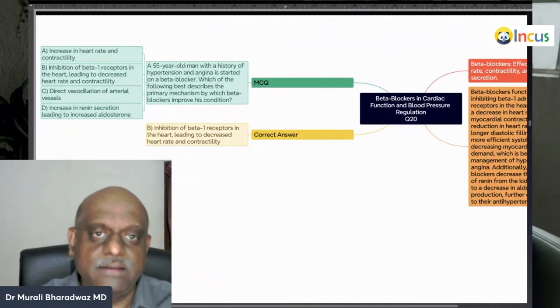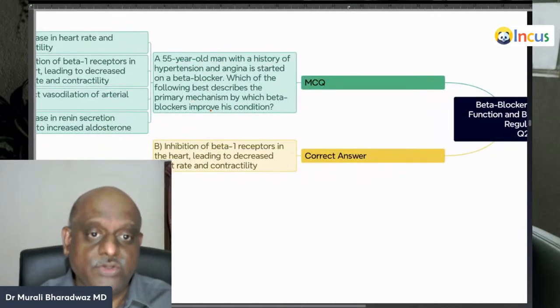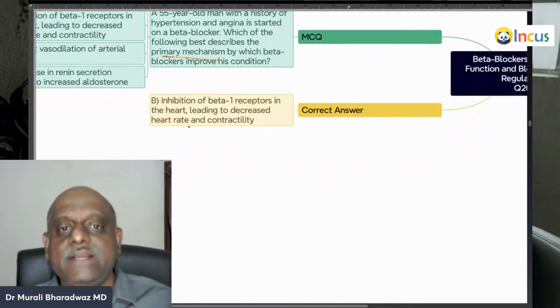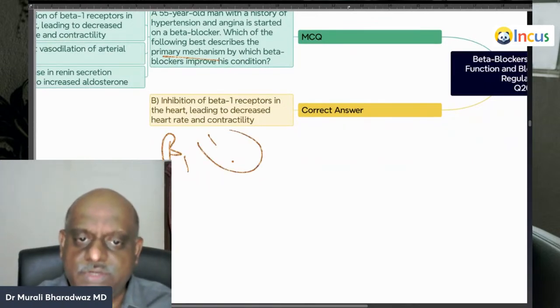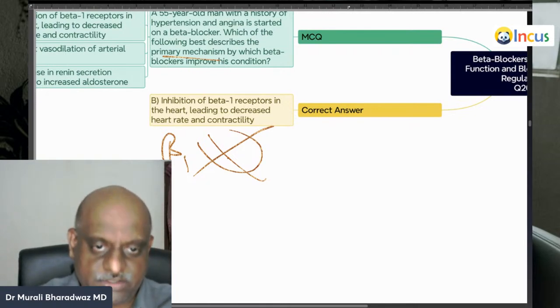A 55-year-old man with a history of hypertension, angina on a beta blocker. So what is the main mechanism of beta blocker? In angina, how does it help? Beta blocker inhibits the beta 1 receptors which are there on the heart.